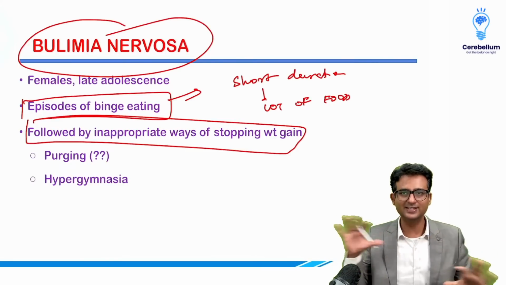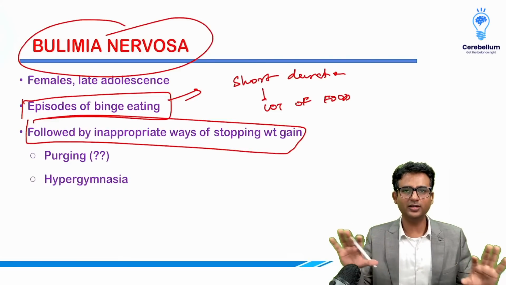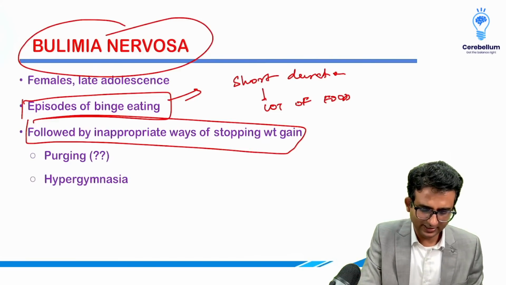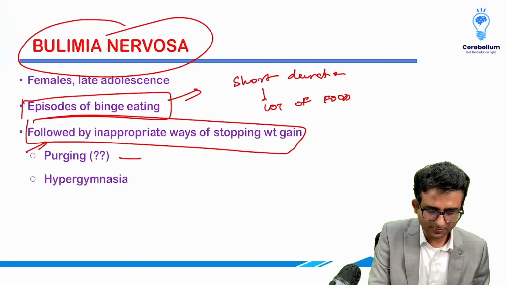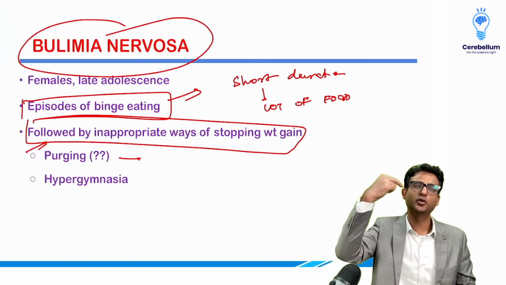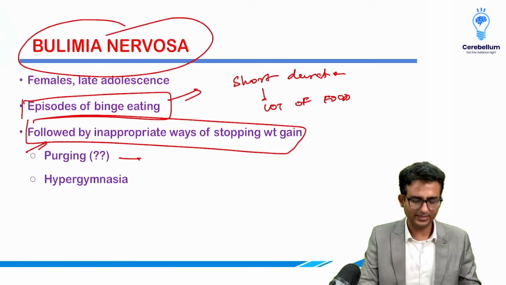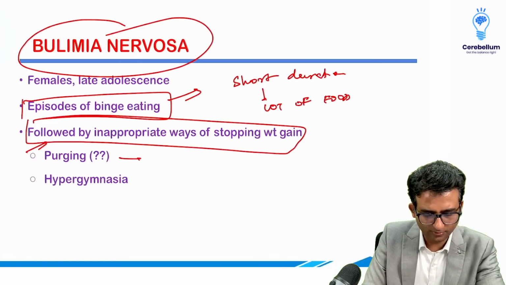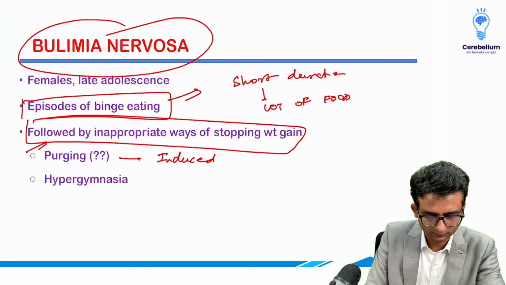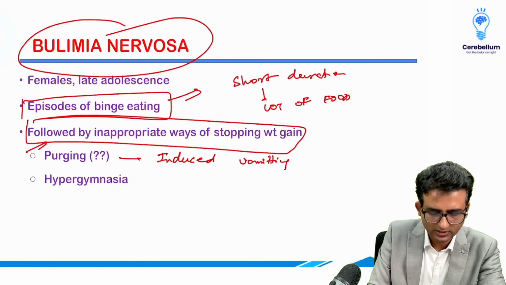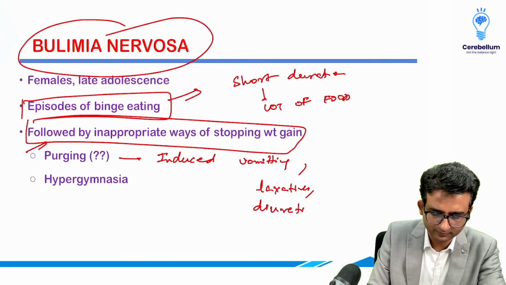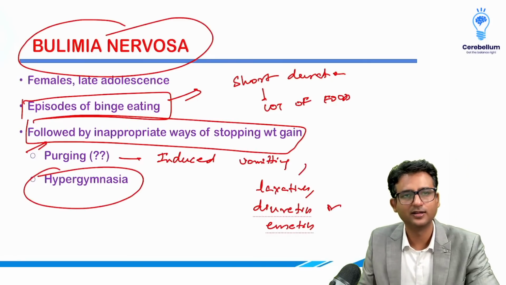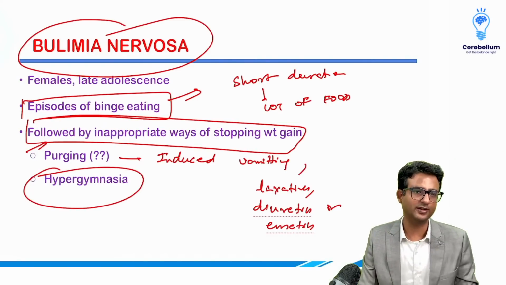Whatever comes in front of her, she eats it. Now she has eaten all this, now she is feeling guilty. And now something would be done to prevent the weight gain. Most common is purging. How do you purge? You put 2 fingers in the mouth, you activate the gag reflex, you vomit, right? So self-induced vomiting. Some patients also use laxatives, diuretics, or emetics. And some go for hypergymnasia. They eat a lot and then they go for a huge 10-kilometer run.